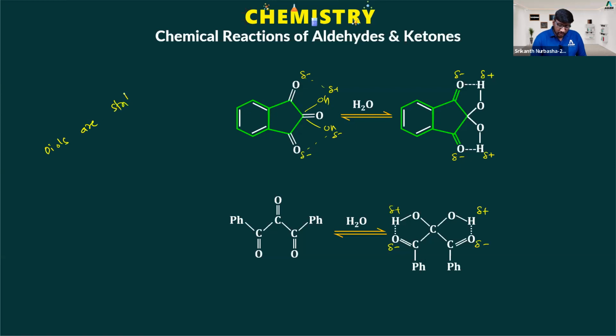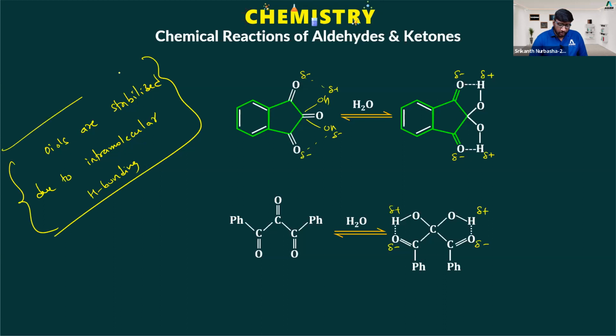Diols are stabilized due to intramolecular hydrogen bonding. And the same intramolecular hydrogen bonding we can also see in many biomolecules as well. If you remember DNA, in the double strand structure of DNA, do we have intramolecular hydrogen bonding between the bases or not?